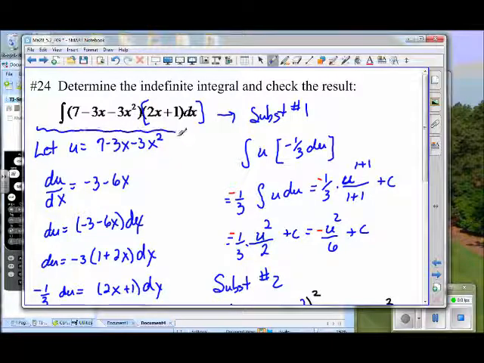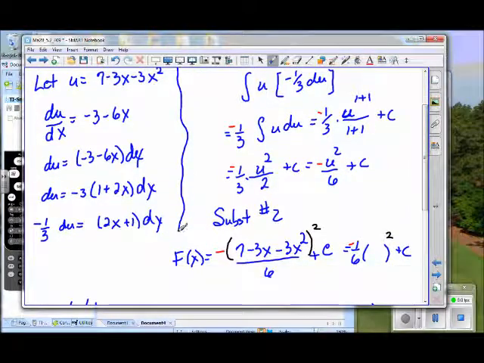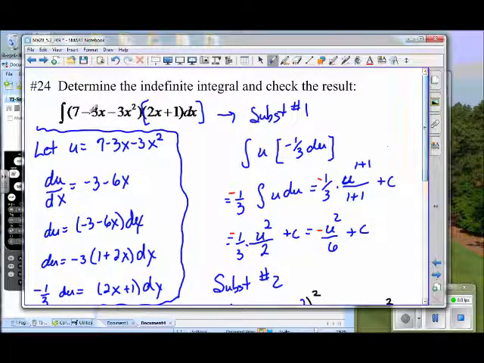The basic premise of this is that we are going to look for a way to make a substitution. Now, we could have multiplied those through and come up with a polynomial, and it won't work with all products, but it did happen to work with this one. It was written very carefully, that the quantity 7 minus 3x minus 3x squared has a derivative that when you factor out a negative 3, you end up with the 2x plus 1.